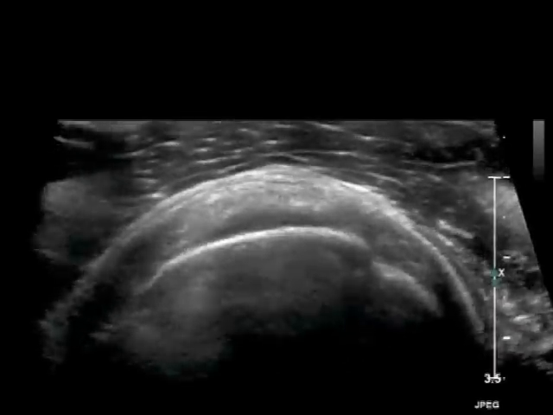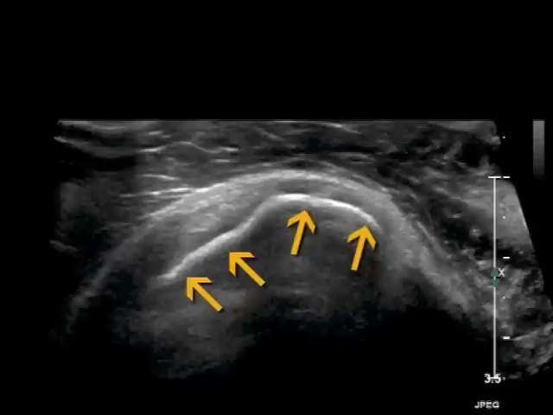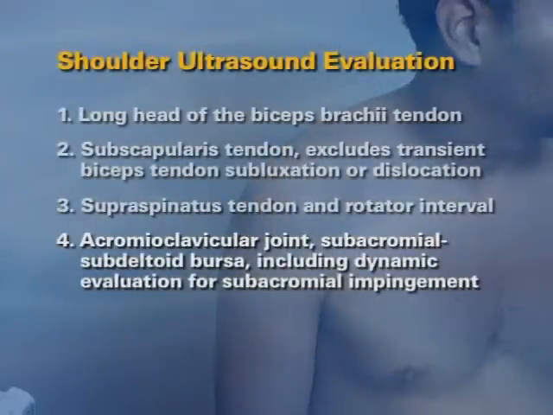As the transducer is moved distal relative to the supraspinatus, the superior facet and middle facet of the greater tuberosity will appear as the tendon fibers normally taper at their insertion. Step 4 evaluates the acromioclavicular joint, subacromial subdeltoid bursa, including dynamic evaluation for subacromial impingement.